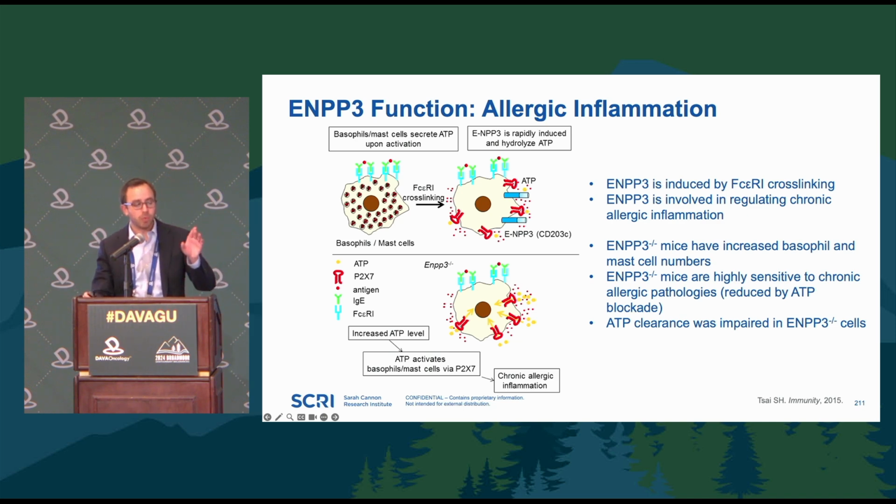In a mouse model, when you reduce ENPP3 and knock it out, you can see that you have continued chronic allergic inflammation because you don't have any more of that ENPP3. So this is an example of how this is involved in allergic inflammation. And of course, when we start thinking about how do we target and leverage this in cancer, we have to think about the biological rationale in the human body first.